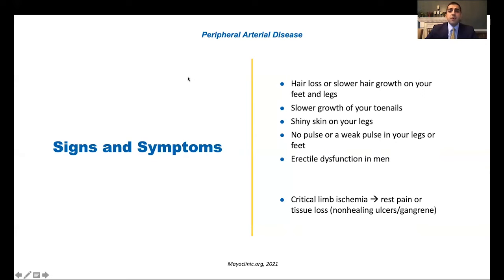A term I want everyone to be familiar with for this conversation, as it will change our diagnosis strategy as well as our treatment strategy, is the term critical limb ischemia. And in essence, this is severe disease that leads to pain even at rest and end organ damage, which includes tissue loss, which can be in the form of non-healing ulcers or even gangrene in the affected segments.